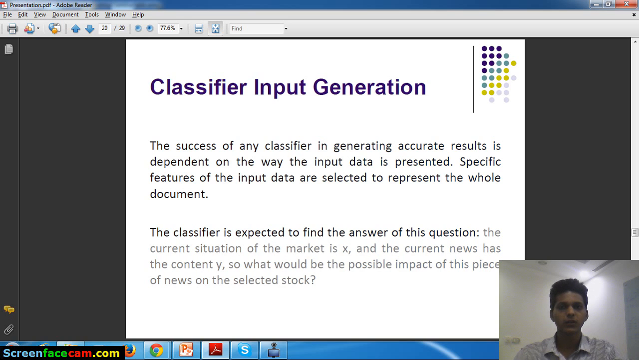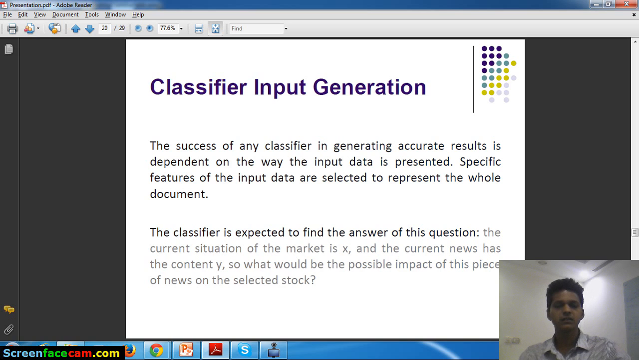This is a very important point, because when we're talking about it, the data as a whole is huge. So what we need to select from it are the important features or distinct characteristics that can make the data stand out. So we'll select some specific features that represent the whole document.